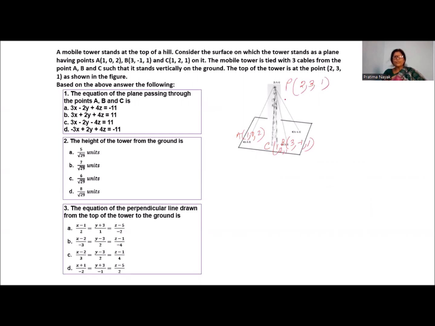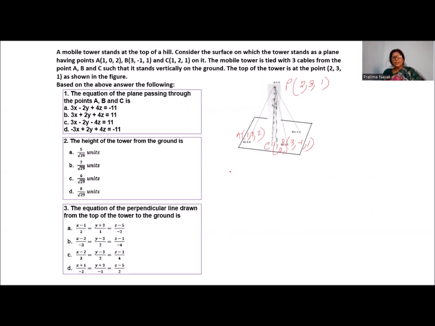The first question is the equation of the plane passing through the points A, B, C. These options are given: 3x minus 2y plus 4z is equal to minus 11; 3x plus 2y plus 4z is equal to 11; 3x minus 2y minus 4z is equal to 11; minus 3x plus 2y plus 4z is equal to minus 11.